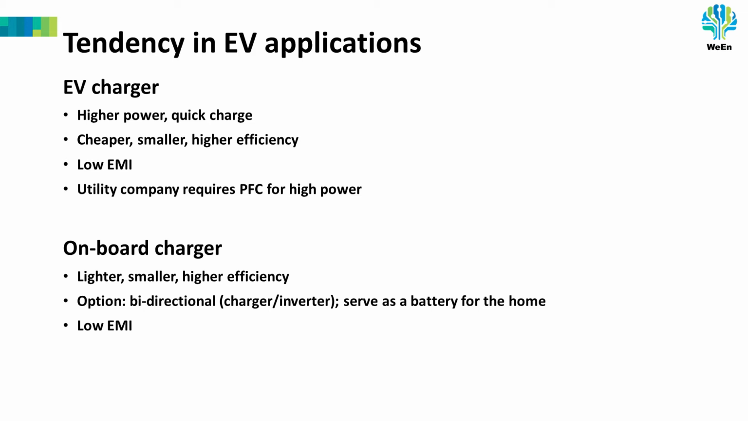For the onboard charger, weight is important because the onboard charger is in the car. It should be light, small, and also do a high efficiency power conversion. As an option, there can be bidirectional operation. So in this case, the onboard charger is not only a charger for the battery in the car, but also an inverter, so we can actually deliver power to the house. Also here, low EMI is important.